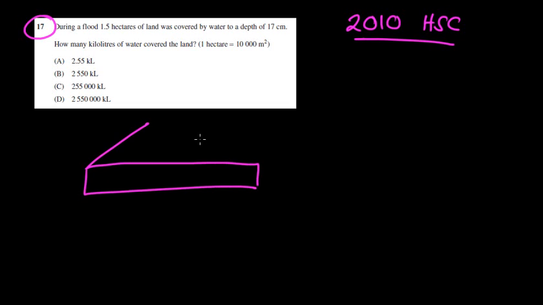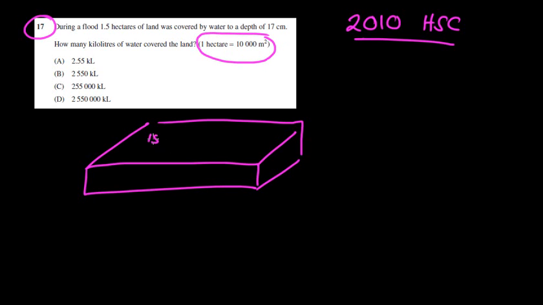We're told that the area of the land is 1.5 hectares. Now we can't really deal with hectares. It tells us, and this is a bit of a hint in this question, that 1 hectare equals 10,000 square meters. So 1.5 times that amount gives me 15,000 meters squared.